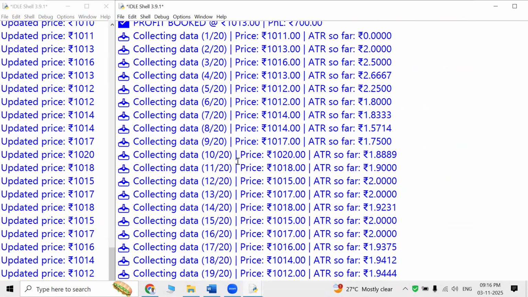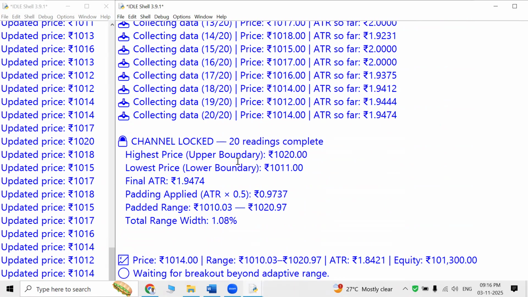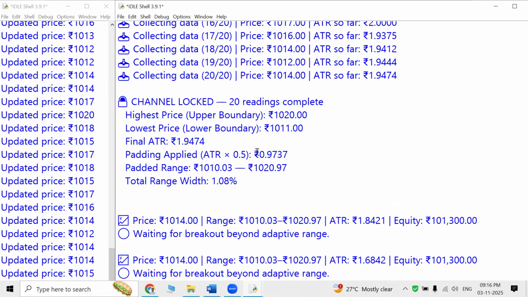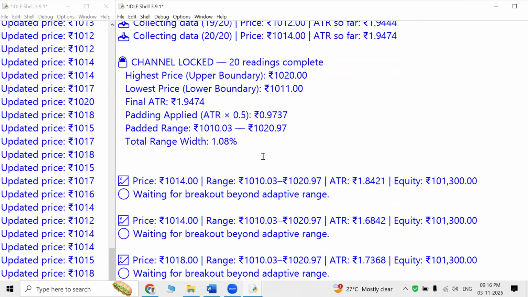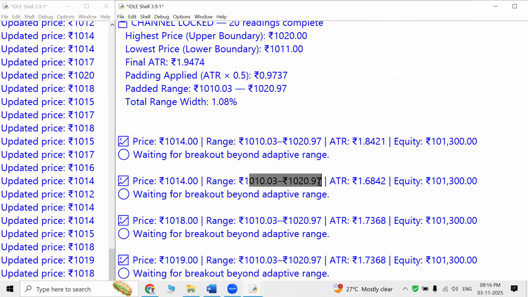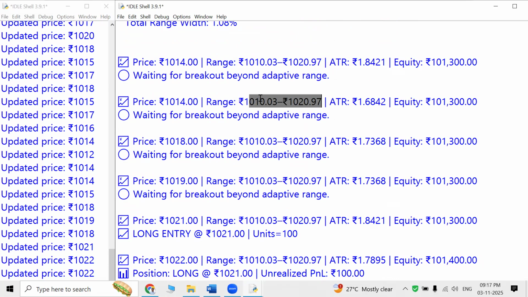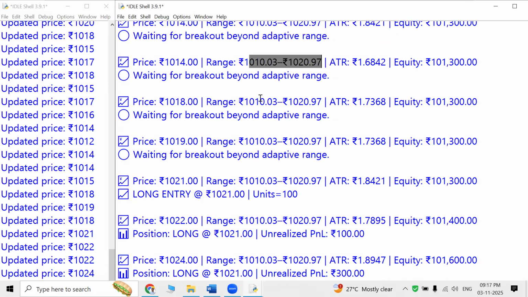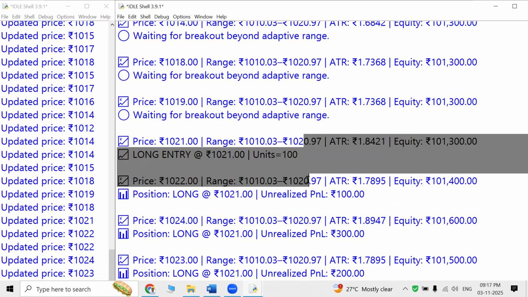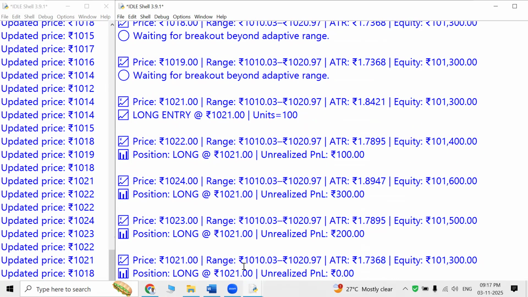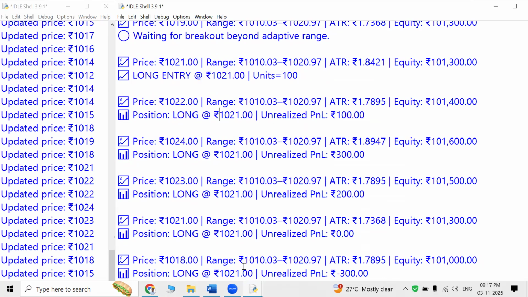The ATR you can check out. And once it is done, it is going to give us again the range with the padding. Everything has been calculated so fine. We have the range. Now this range is quite large, almost a range of 10 rupees we can say. We will wait for a breakout. Breakout already happened. We are above this price, the breakout has happened and it has taken the long position.